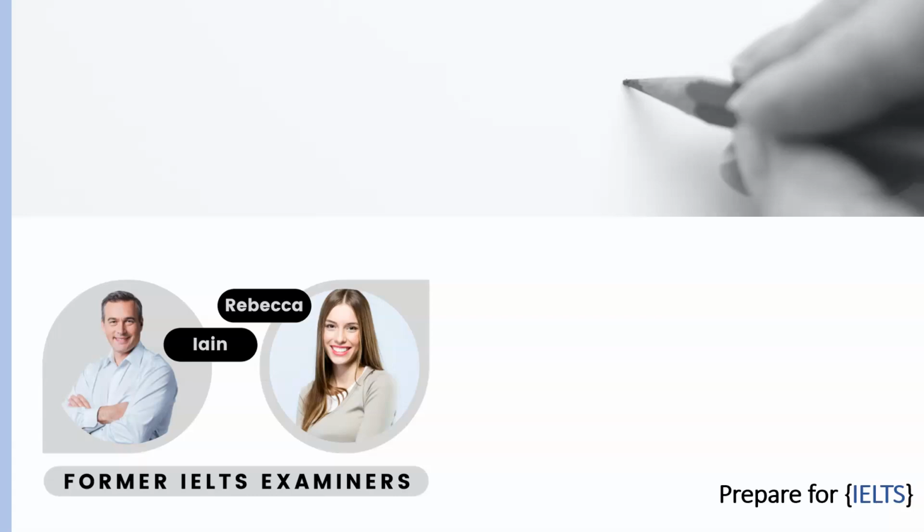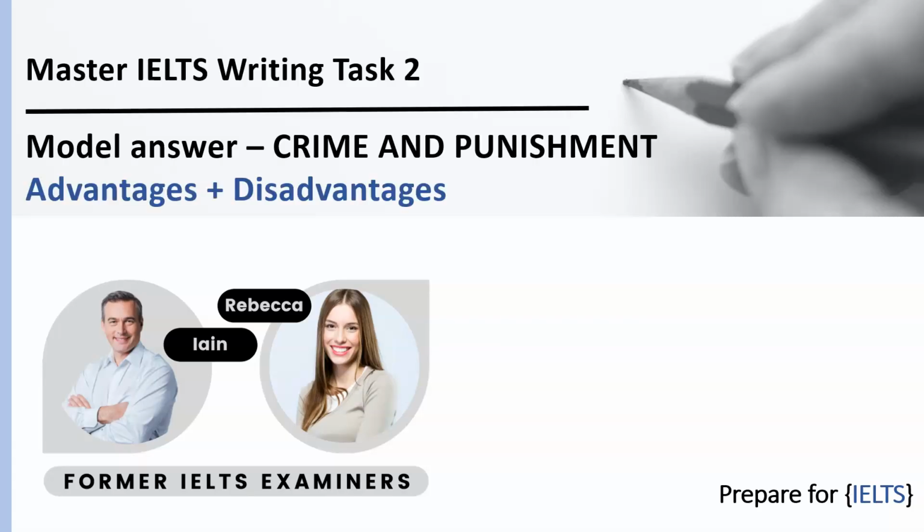Welcome to this Prepare for IELTS video, and in this video we're going through a model answer to an IELTS Writing Task 2 question on the topic of crime and punishment. It's an advantages and disadvantages question.